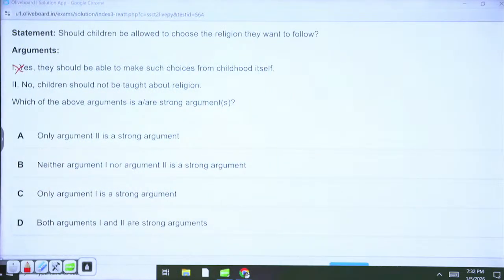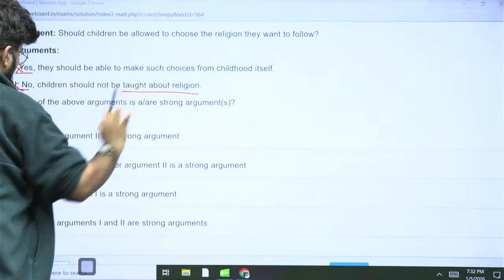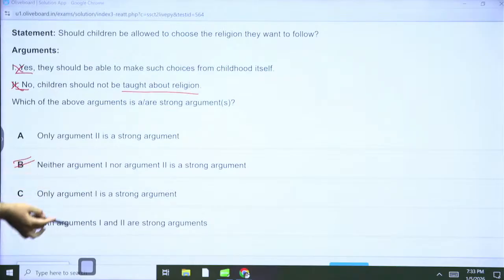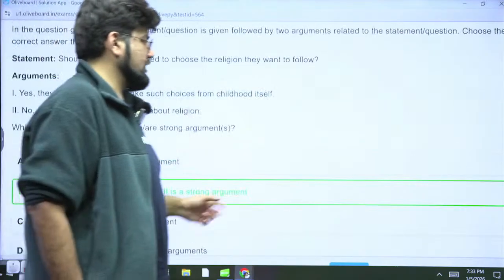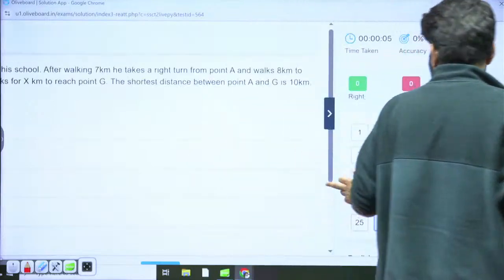Second one says no, children should not be taught about religion. This is a very weak argument again. Okay, this is a personal choice of course, but whether this says something right or not, I don't care. But the arguments are very weak. So neither argument 1 nor 2 is strong. I think this is a very easy question. 48 seconds, okay. Not bad, but could have been done faster.